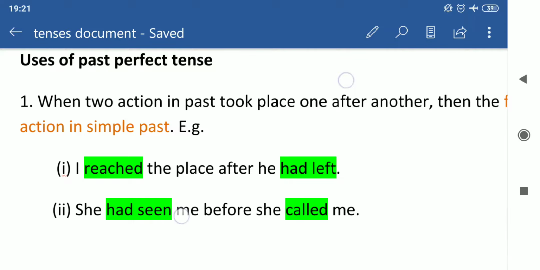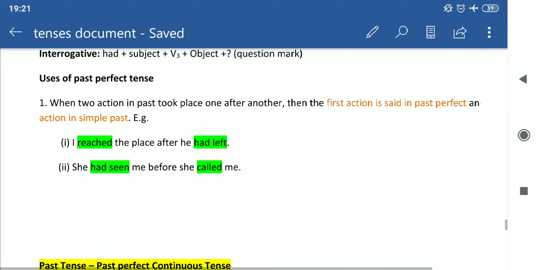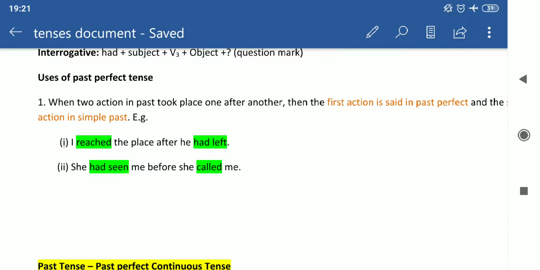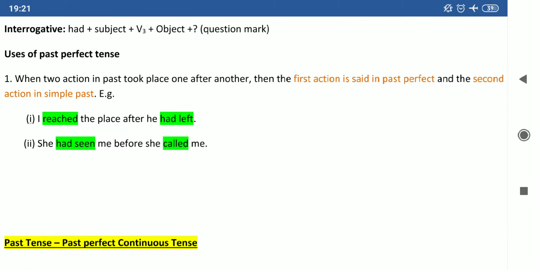So whenever there are two actions in the past and one is finished before the other, then first action will be told with the help of had plus third form, and second will be told with the help of simple past tense. As you can see in the example, I reached the place after he had left. Now you can see, just look at this sentence very carefully. I reached the place after he had left.